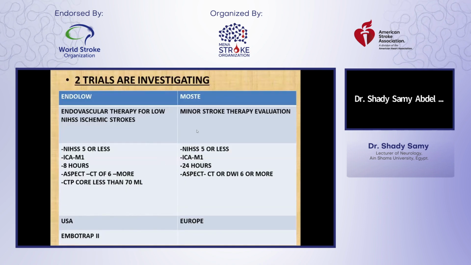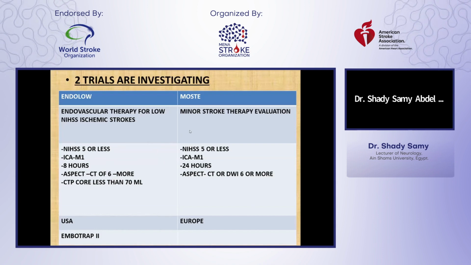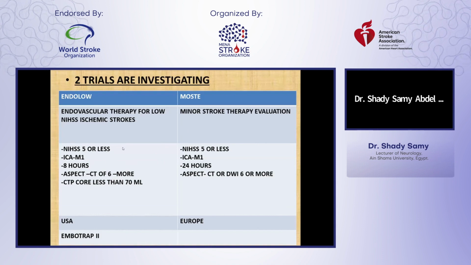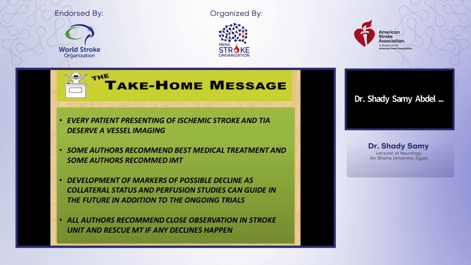So there are two trials going on, the MOSTI trial and the ENDOLO trial, for low NIH ischemic strokes, NIH 5 or even less. There is still no published data, but these two trials are very promising to see whether we do an immediate mechanical thrombectomy for those kinds of patients, or we should wait and see and do a rescue one if NIH is declining.